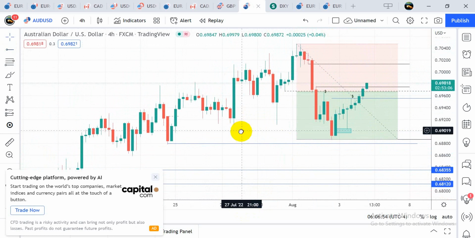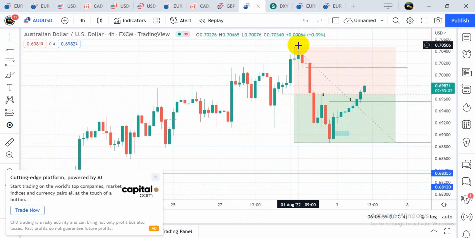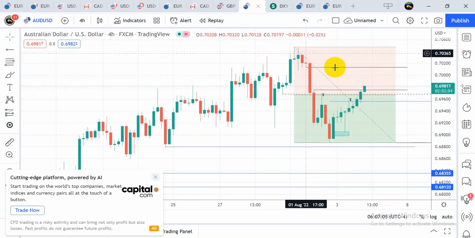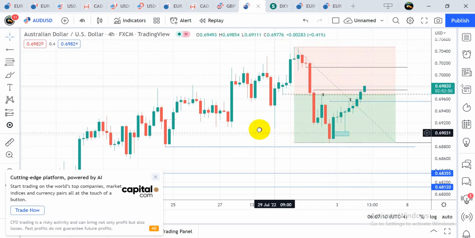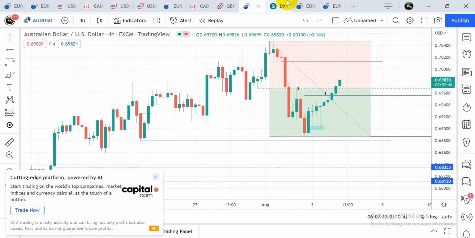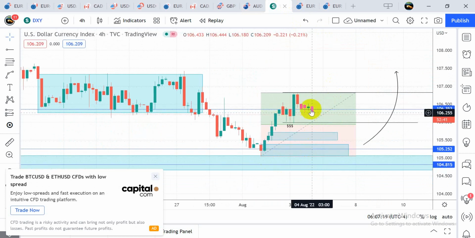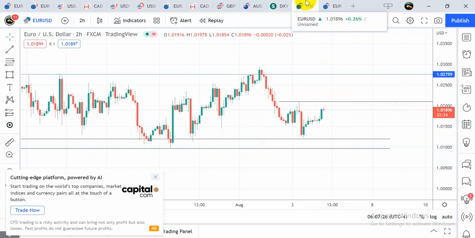Again, this idea is going to be maintained so long as this high is protected. So I want to see this high being protected. If price doesn't close above this high, then I expect everything I have mentioned here in AUD USD to hold, and the same goes for DXY. So long as this low is protected and price doesn't close below the low, we can expect this idea to pan out. So let's go to Euro USD.